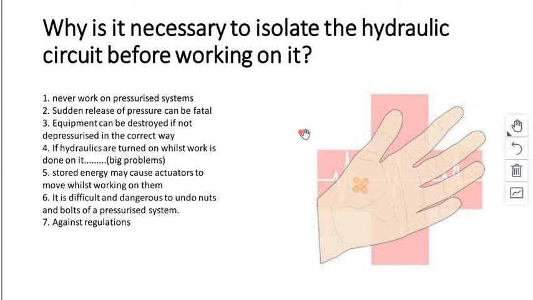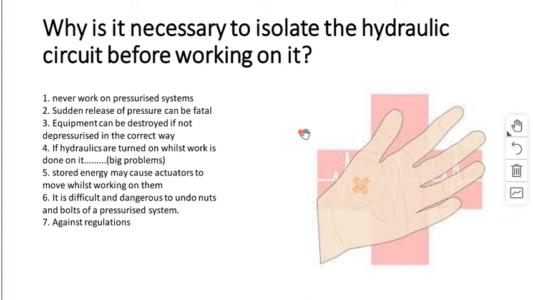So number one is a couple of rules here, 7 rules. Never work on pressurized systems. A sudden release of pressure can be fatal. Again, we talked about the accumulator. If you take off the accumulator from a hydraulic system whilst it's charged up, and you then release the pressure, that thing can turn into a missile, and it can take you with it.